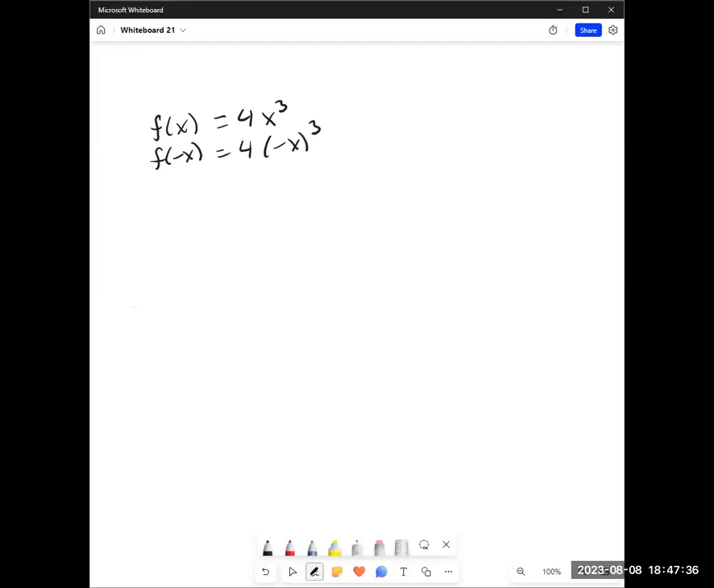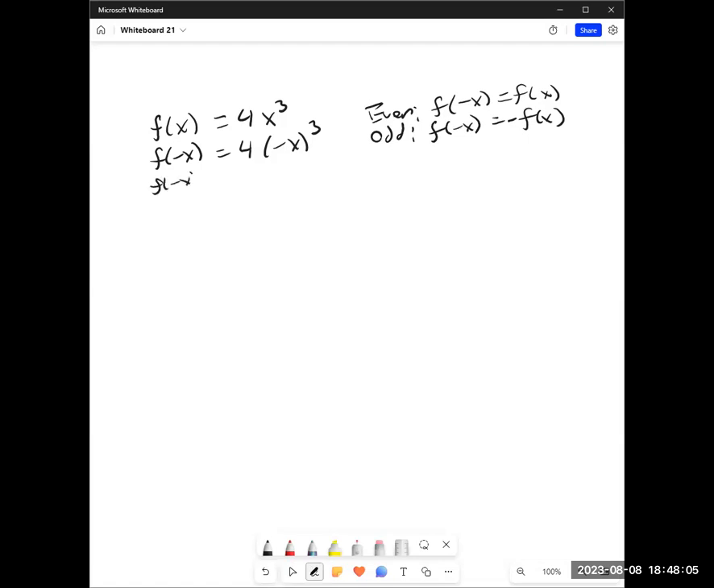I'll write my rules up here in the corner. If f of negative x is equal to the original f of x, that's the definition of an even function. And if f of negative x is equal to the opposite of the original function, that would be negative f of x. It's an odd function. So odd, opposite, and to go back to the last video, origin symmetry, all the O's go together.